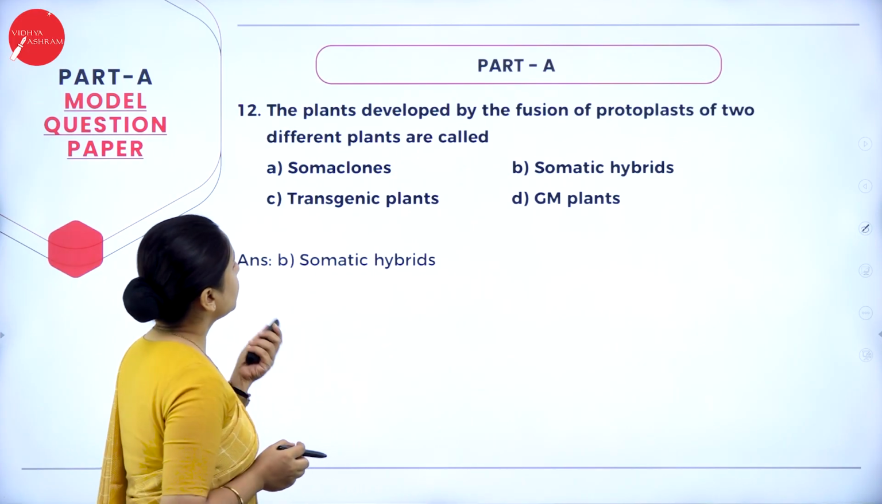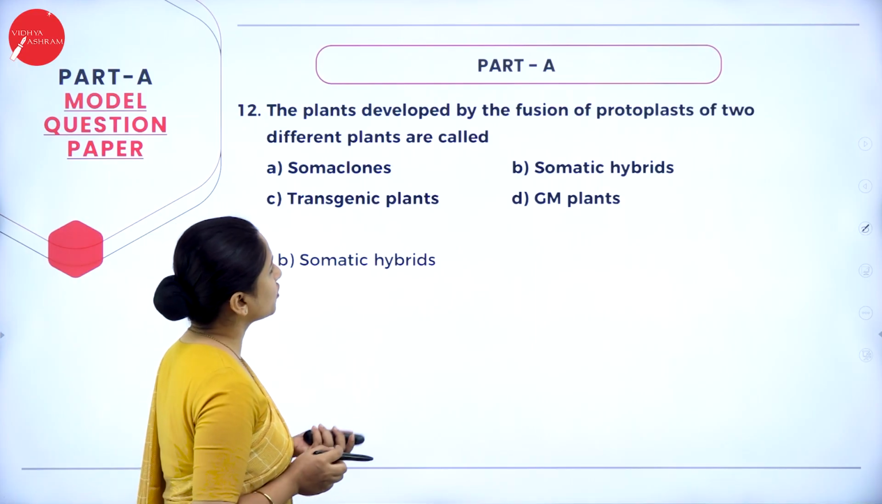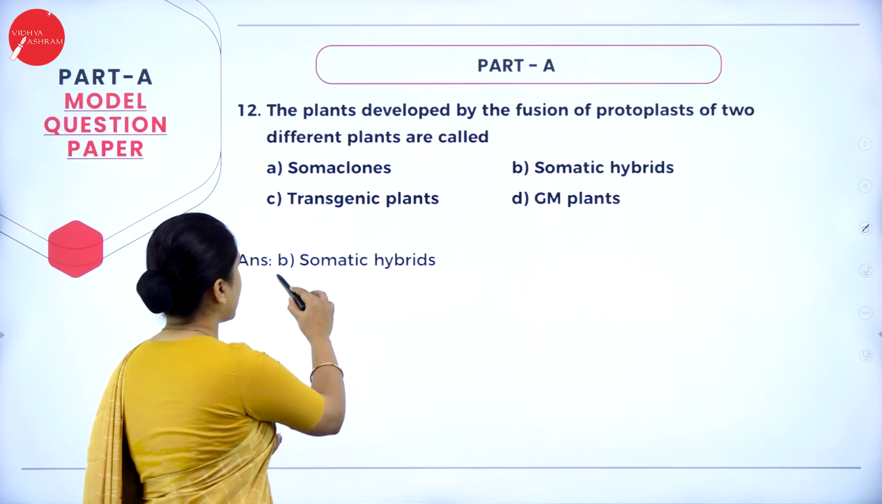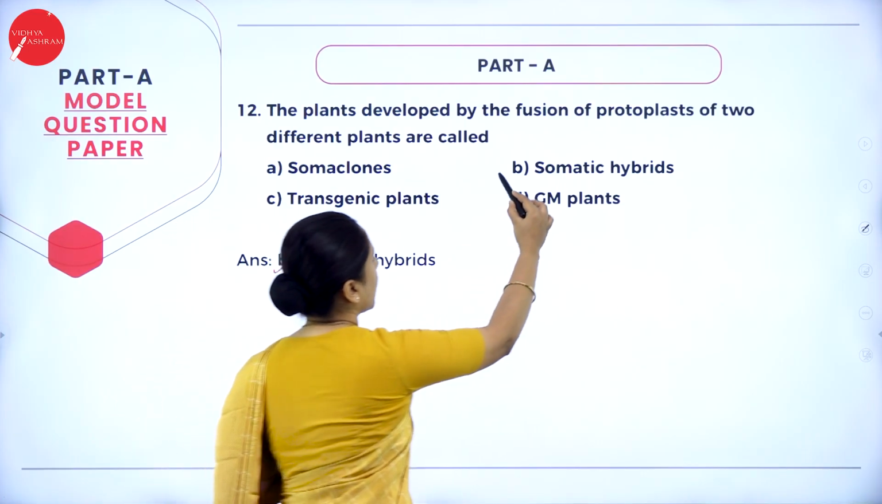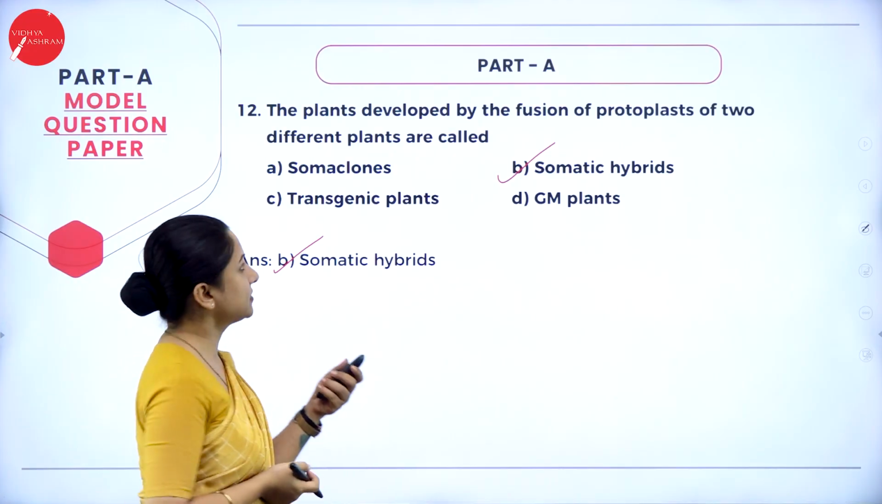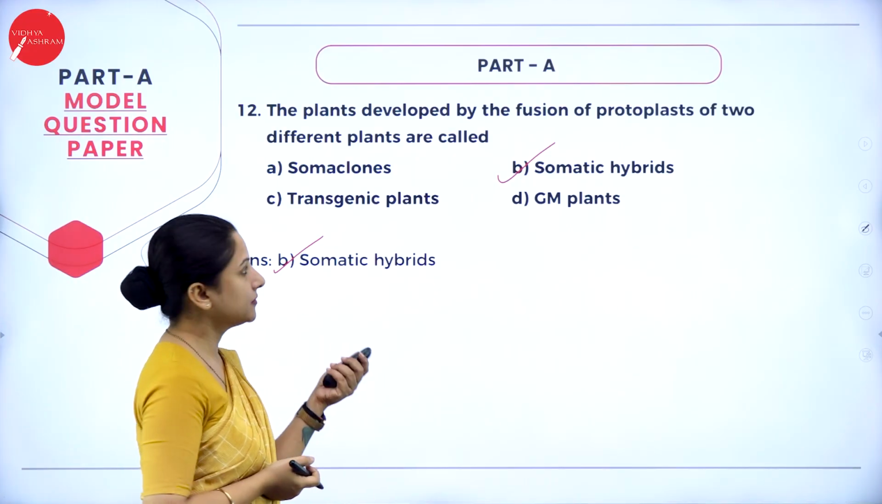Moving further, the plants developed by the fusion of protoplasts of two different plants are called. So they are called somatic hybrids. So somatic hybrids are those plants which are obtained by the fusion of protoplasts of two different plants.